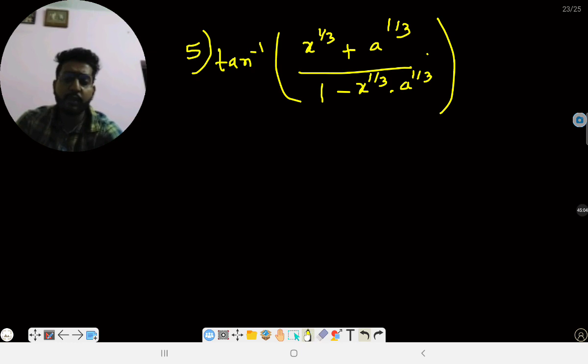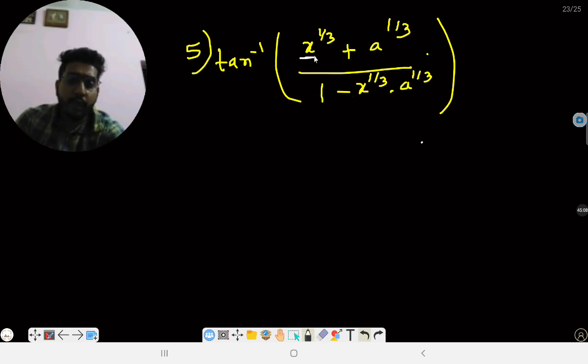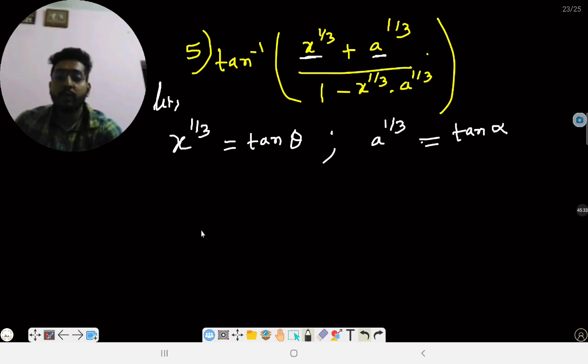So here we can see this is a formula type. What is the formula? Look, this is (tan x plus tan y) over (1 minus tan x tan y). So I am letting x to the power 1/3 as tan theta, and a to the power 1/3 equals some constant, because a is a constant, so I am taking it as tan alpha. So what will happen then?